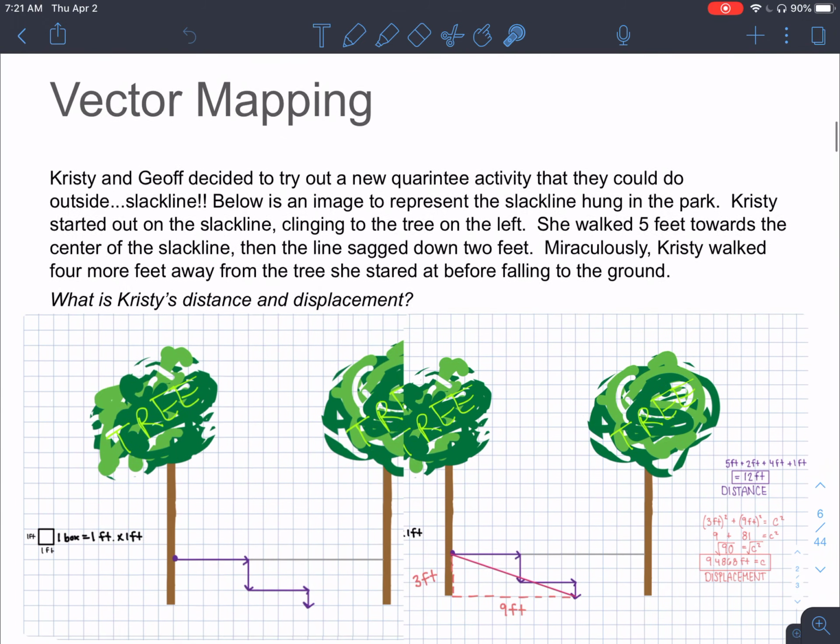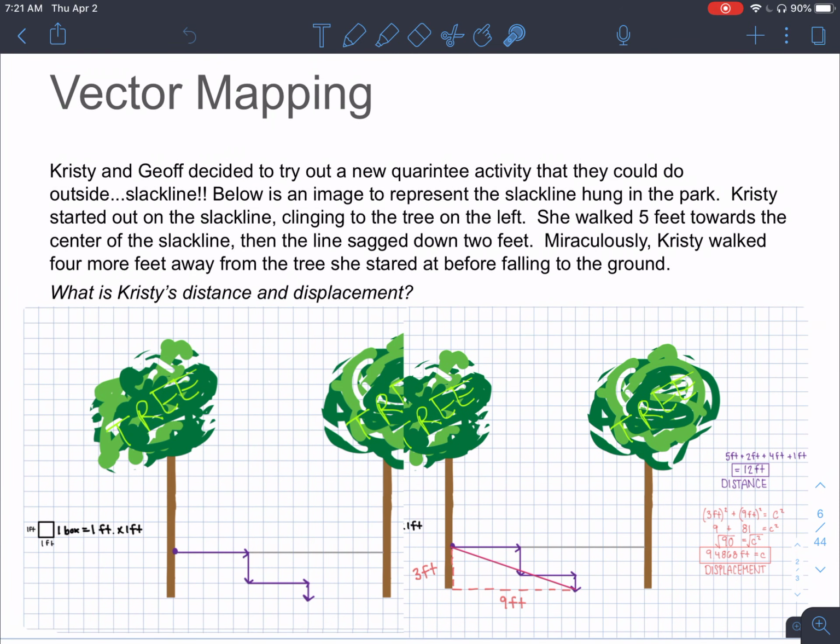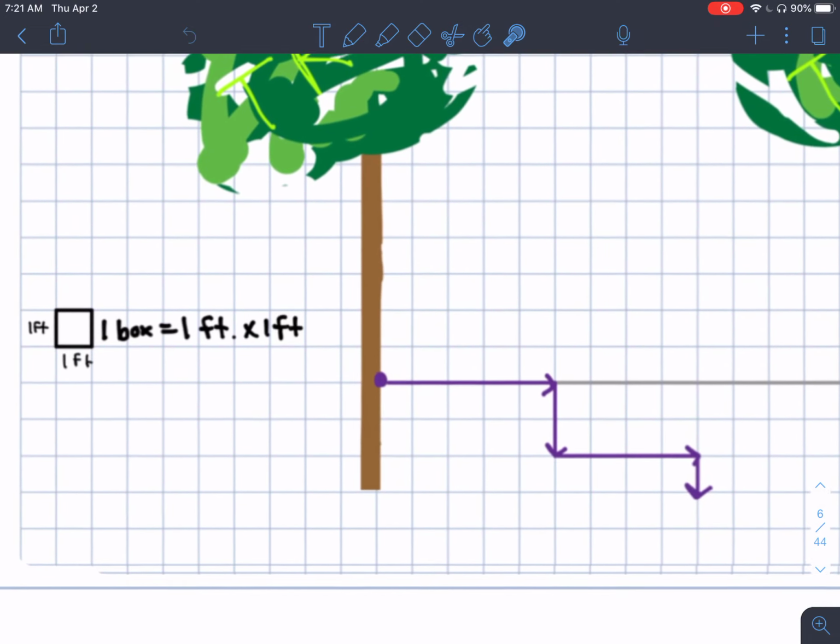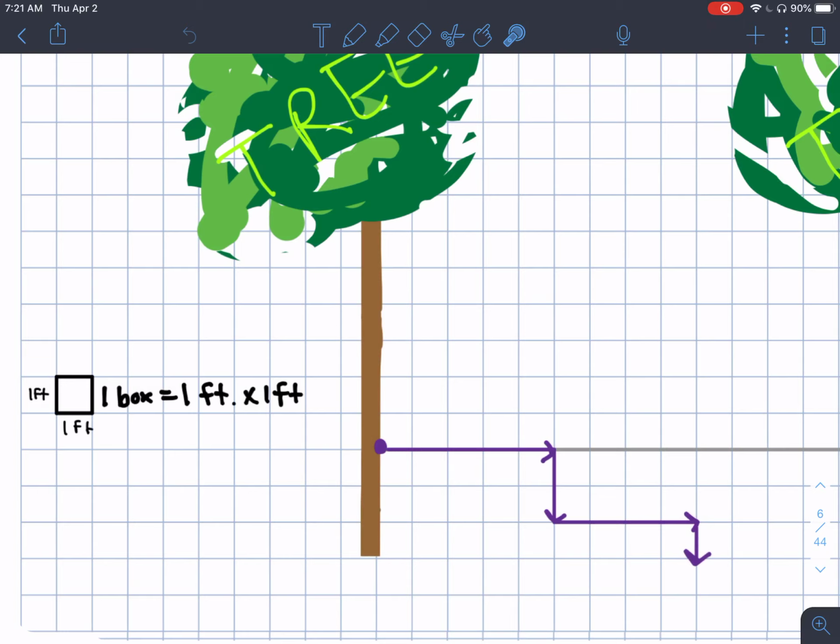Okay, let's see how you guys did or check your work. And I will zoom in on the bottom part. So Christy walking 5 feet over, that is shown right here. Make sure that you do have the arrowheads at the end of your vectors so it points in the direction that it is moving. Then she goes 2 feet downward when the slackline sagged. Somehow I was able to move 4 feet over still when the line was sagging. Then I plummeted to the ground where I'm surprised I didn't fall way back there. So here's my vectors.